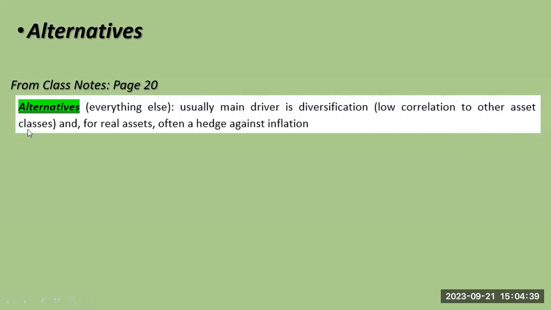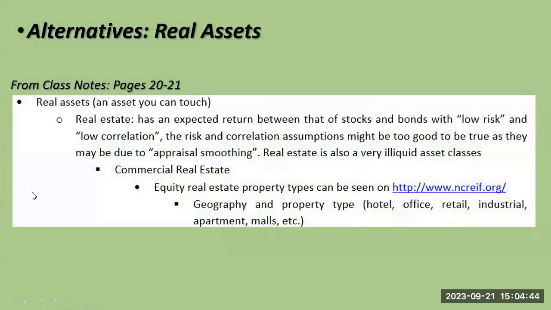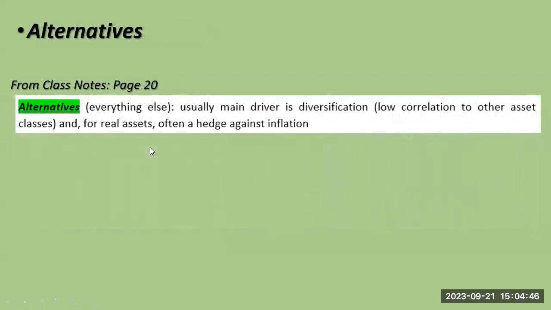So, low correlation to other asset classes. The subcategories we're going to do are real assets and private equity. That's all we're going to do. In real assets, there's a lot of things, but real estate, timber, commodities, and then everything else. There's a lot of other things too. A good example is infrastructure.